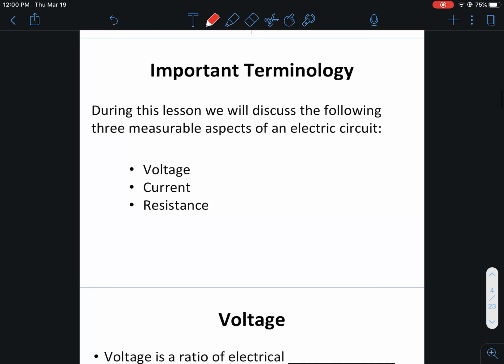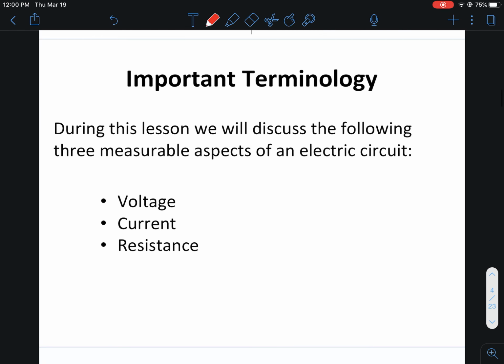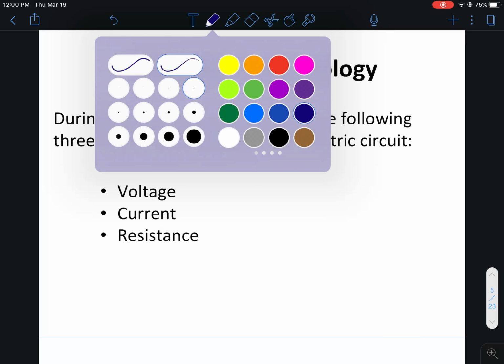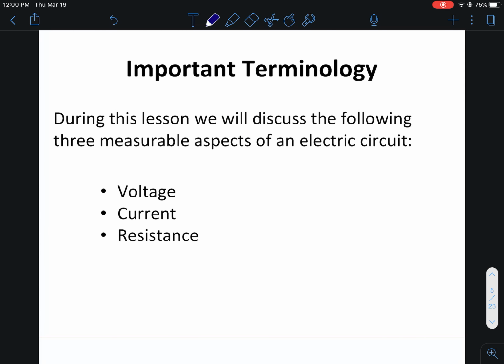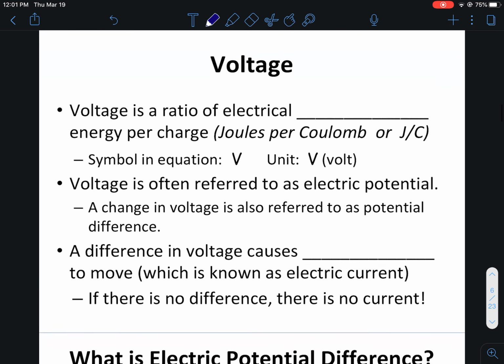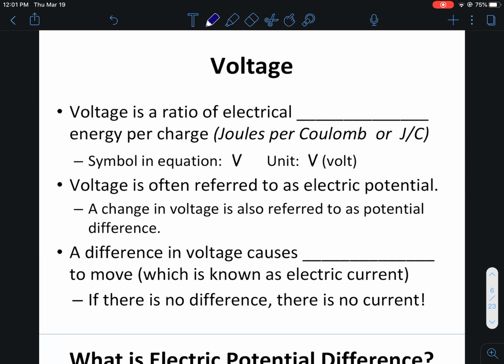So, moving on here, we're going to get into some vocab here. Pretty exciting stuff, I know. But there are three different types of terminology for a circuit that we want you to know and understand. They are voltage, current, and resistance. So we're just going to kind of explain those here. First of all, voltage.